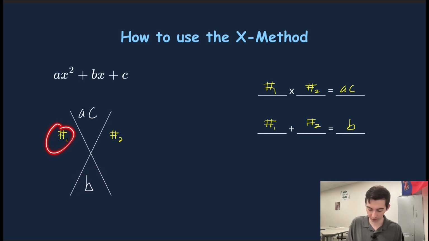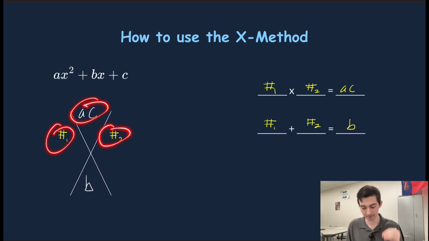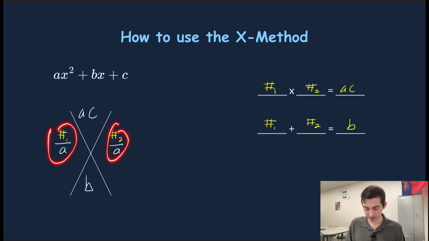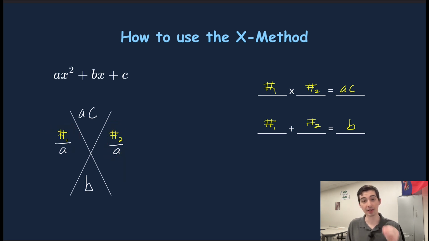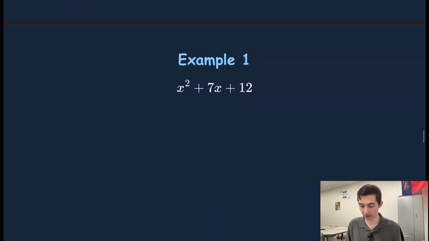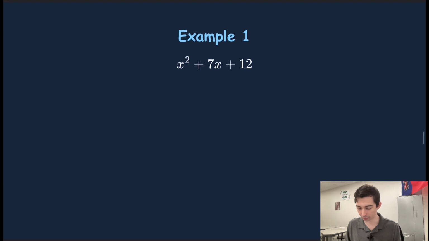So we want these two numbers to multiply to the top and then add or subtract to the bottom down here. Once we find those two magic numbers that work, we're going to divide these two numbers by whatever our a term is. We're going to simplify these fractions next, and once we get our simplified fractions, that will tell us our two factors, okay? So we're going to look at 4 different examples of 4 different scenarios that you may run into that the X method will work for.